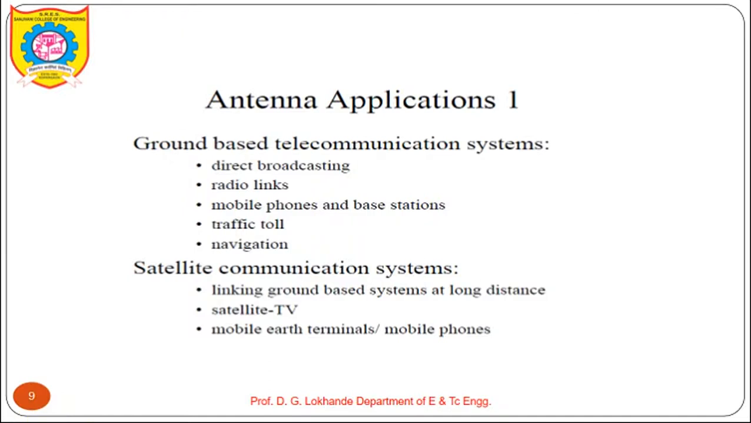Now there are different applications of antennas. In the broad sense, the first application is ground based telecommunication systems, in which direct broadcasting, radio link, mobile phone and base stations, traffic toll, and navigation are included. The second broad application is satellite communication systems, linking ground based systems at long distance, satellite TV, mobile earth terminals, and mobile phones.